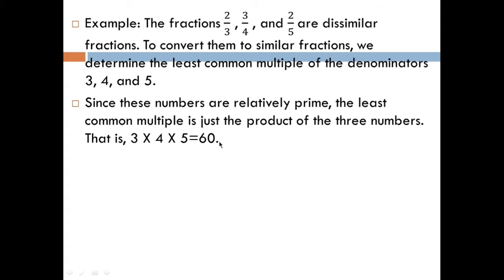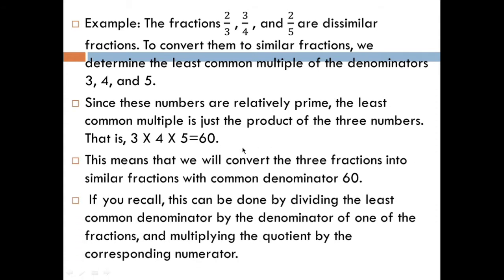I know that you are already familiar with how to get the LCD because I already discussed that with you in our previous lesson in GenMath. This means that we will convert the three fractions into similar fractions with common denominator 60. If you recall, this can be done by dividing the least common denominator by the denominator of one of the fractions and multiplying the quotient by the corresponding numerator.